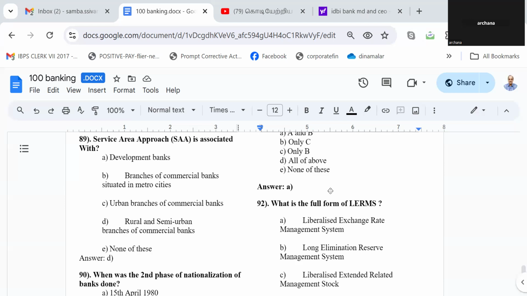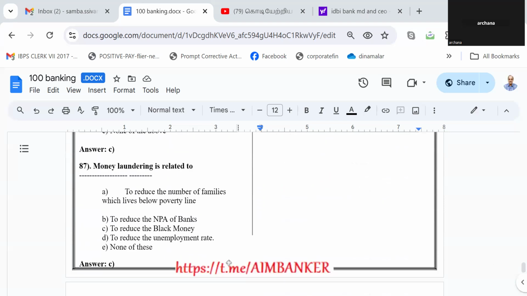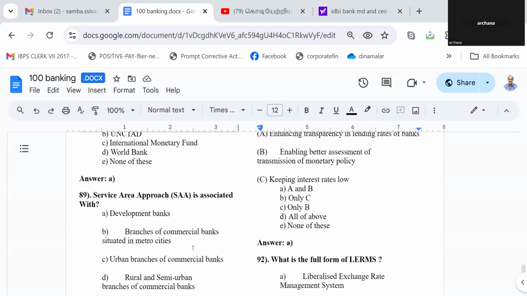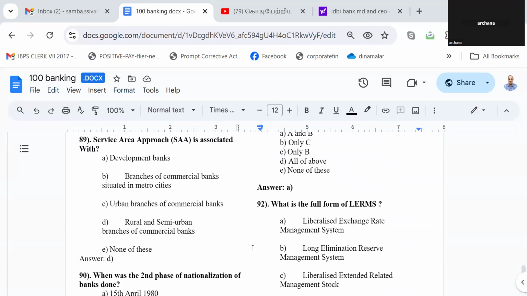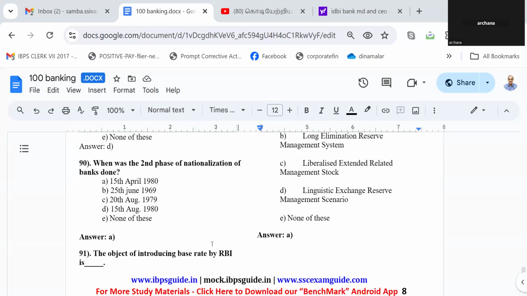89, service area approach is associated with, the answer is D, rural and semi-urban branches of commercial bank. I think this question is also repeated. When was the second phase of nationalization of banks done? Answer is A, 15th of April 1969.